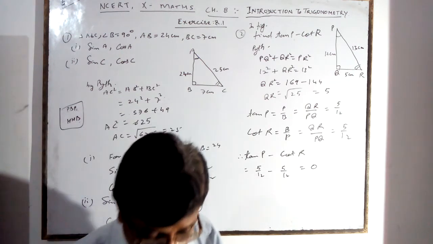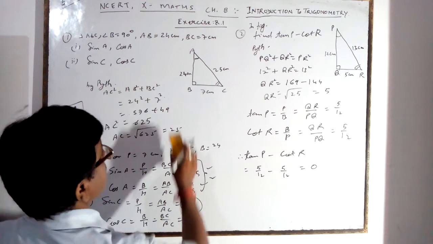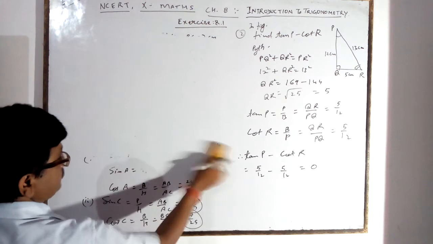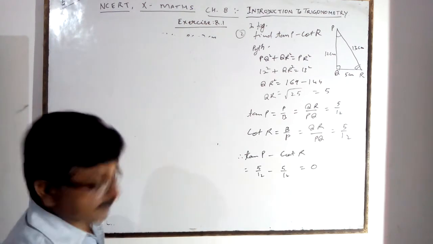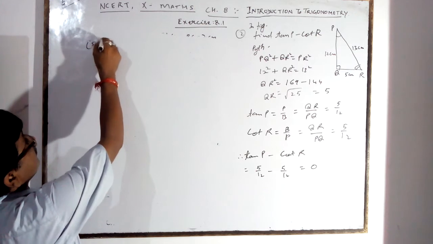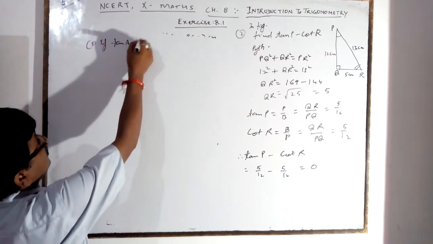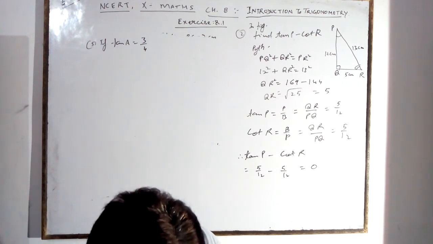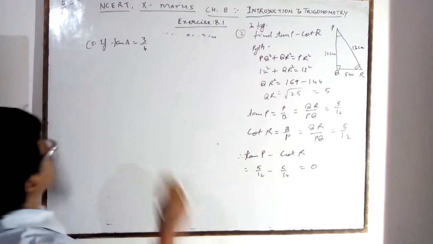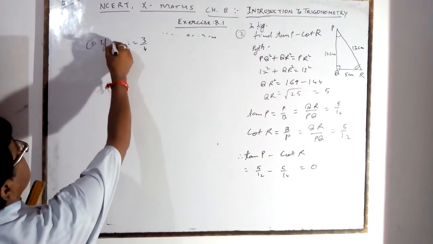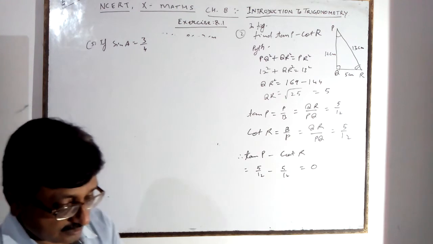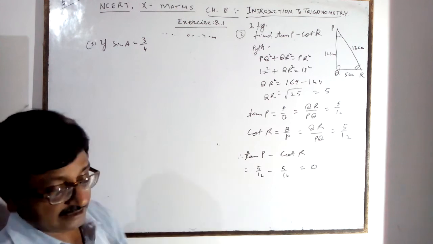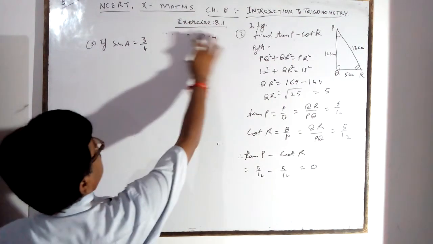Like this you will get the answer for question number 3. What is given in question number 3? Sin A is equal to 3 by 4. The question is given in the book: sin A is equal to 3 by 4. Calculate cos A and tan A.